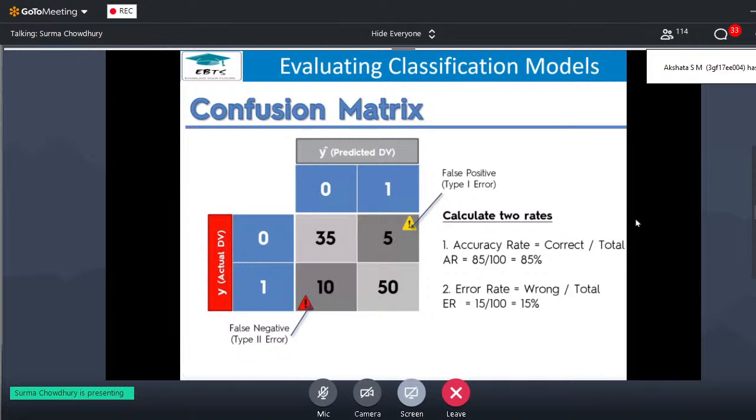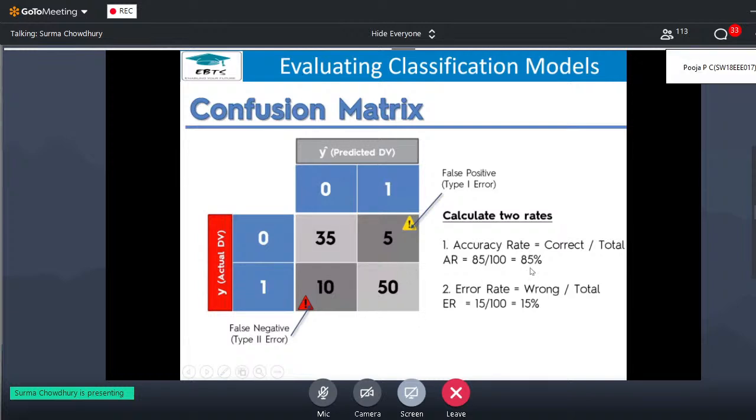Now, if you want to measure the efficiency of this particular model, you measure it by terms called accuracy rate and error rate. The accuracy rate is 35 plus 50 divided by the total, which is 100. So accuracy is 85%.